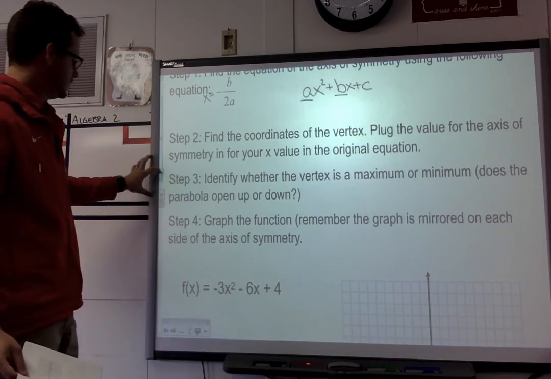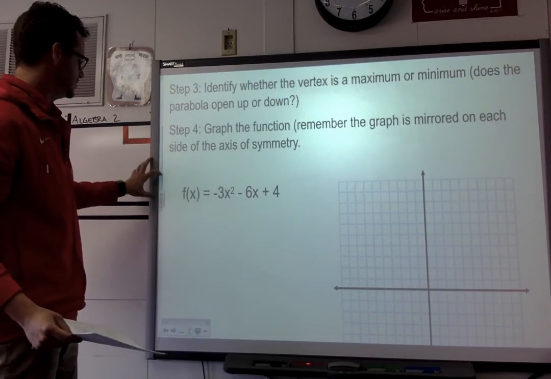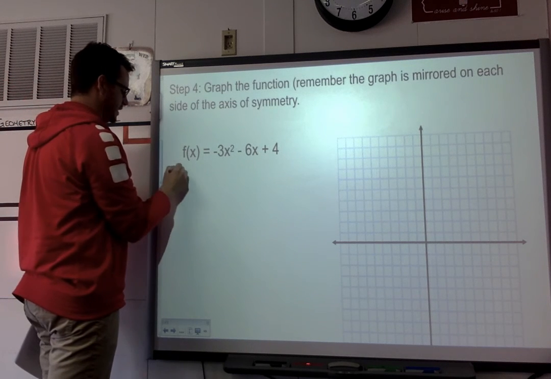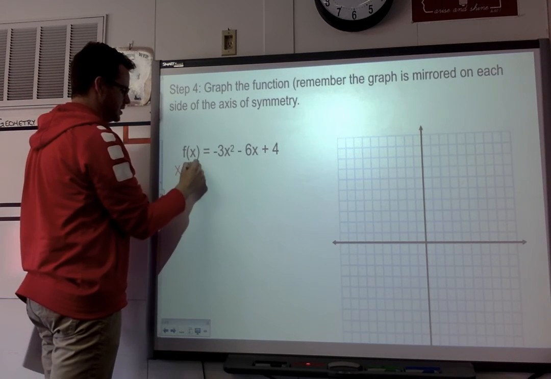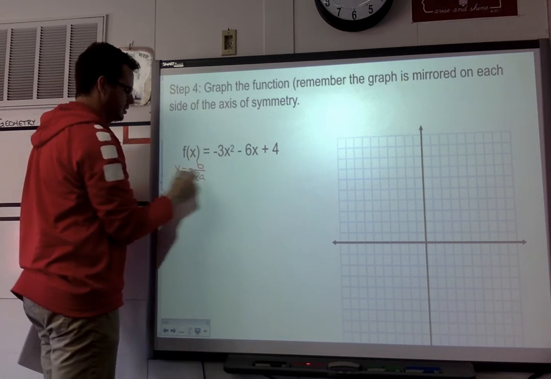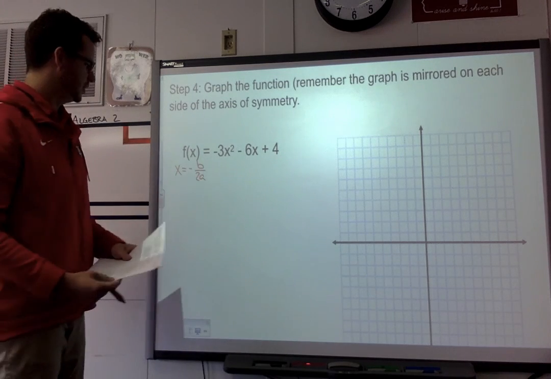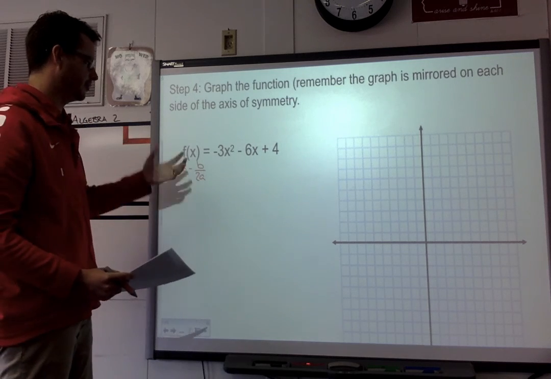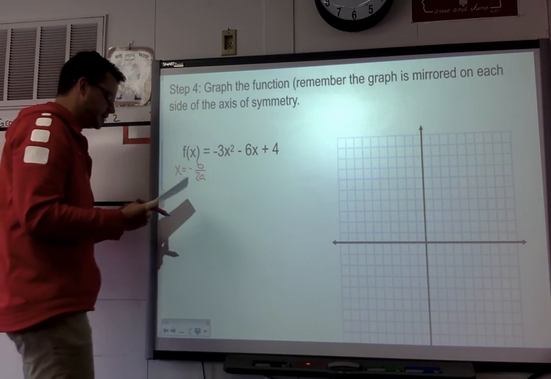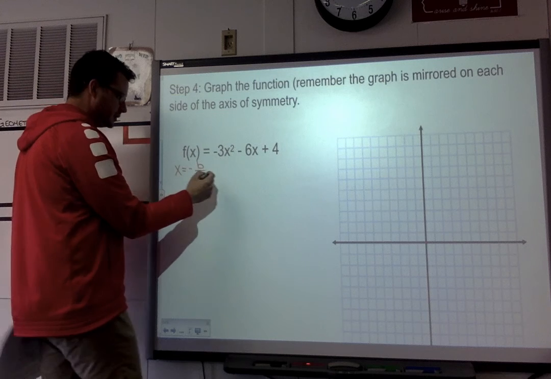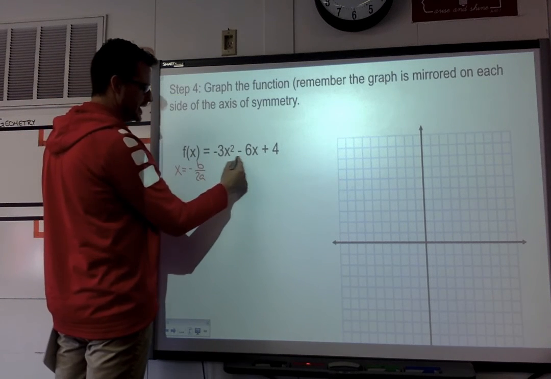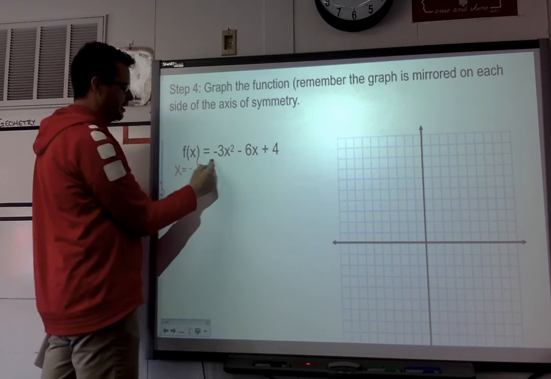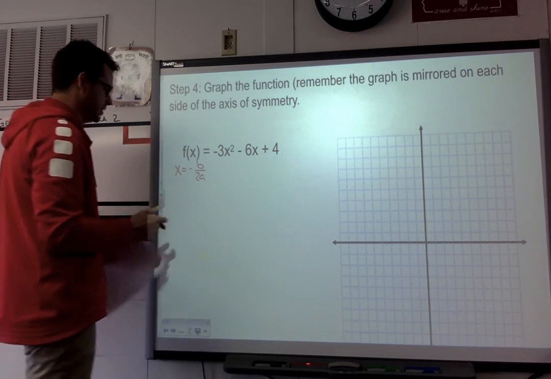Here we go. So again, the first thing I want to do is always x equals negative b over 2a. So really, you're finding b over 2a and then finding the negative or the opposite of that. Now in this case, our b value is negative 6. You always want to look at the sign in front of that value.